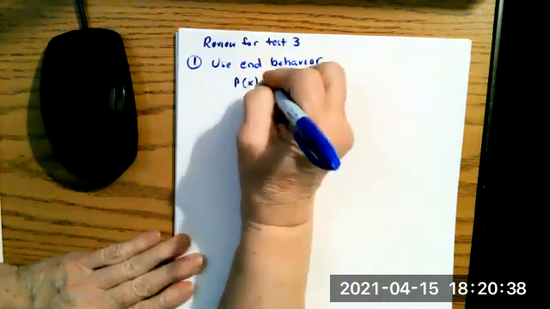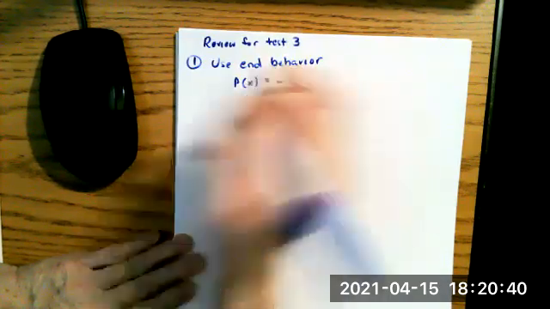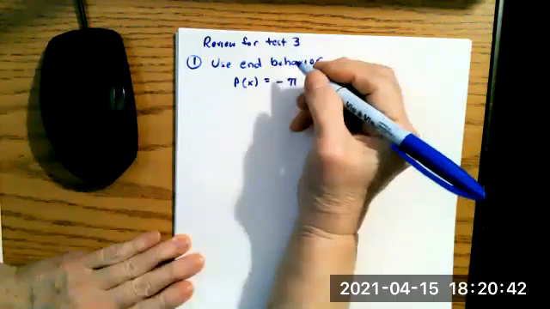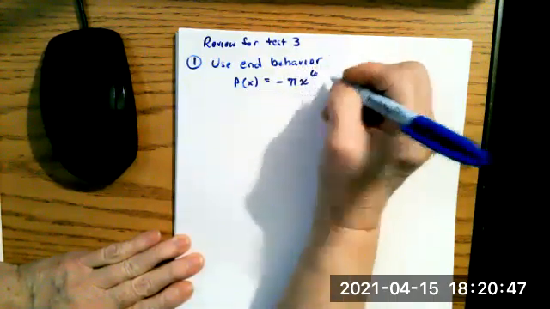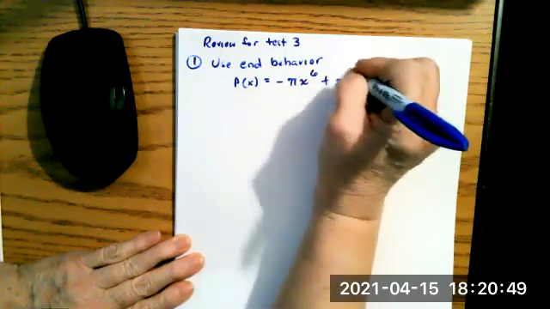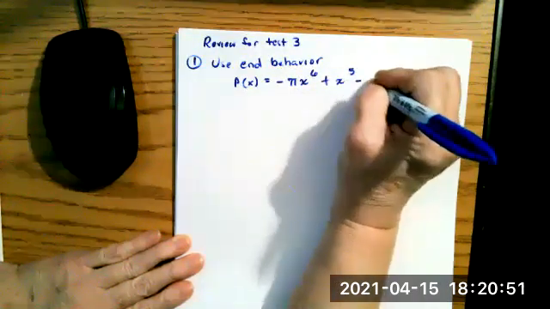So you have P of X equals a negative pi. There's that pi that some of you didn't like. But remember, that's just a number. You remember what pi is, anybody? 3.14.